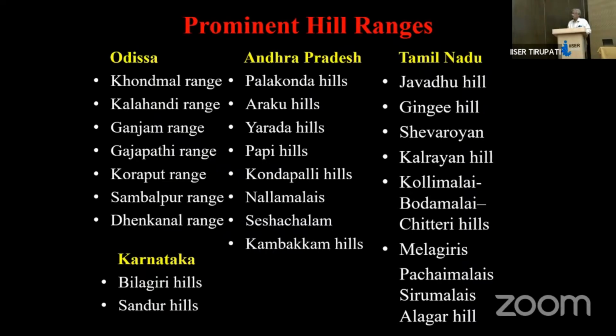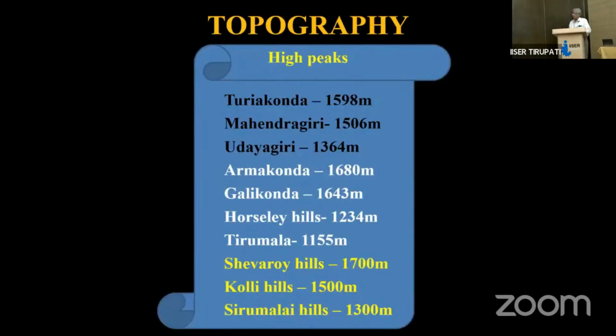Andhra Pradesh, as some of you were telling, has Palakonda Hills, Araku Hills, Yarada Hills, Papi Hills, and Yarada Hills project into the sea. Remember the lighthouse there, where you can see Sesbania hydrophyllaceae in that particular region only. So these are the Yarada Hills, Papi Hills, Kondapalli Hills, Nallamala, Seshachalam, and Kambakam Hills. Finally, in Tamil Nadu, you have several hill ranges like this. Highest peaks are in 1598 meters, Tiriyakonda, Mahendragiri 1506, Udayagiri 1360, Armakonda in Andhra Pradesh is 1680, Galikonda is 1643.